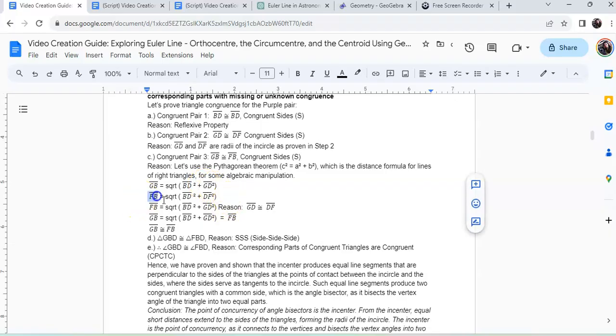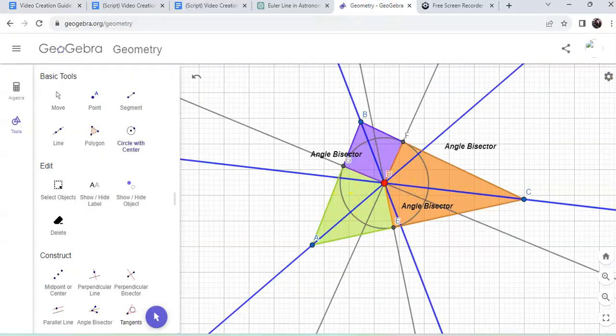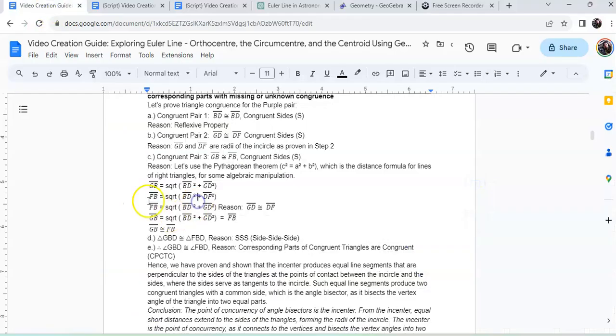And also, side FB is missing, it's not given, yet side DF is given, and side BD is given. So we're going to square FD, square BD, get the sum, and get the square root. So we have the second equation here: FB is equal to the square root of the square of side BD plus the square of side DF.